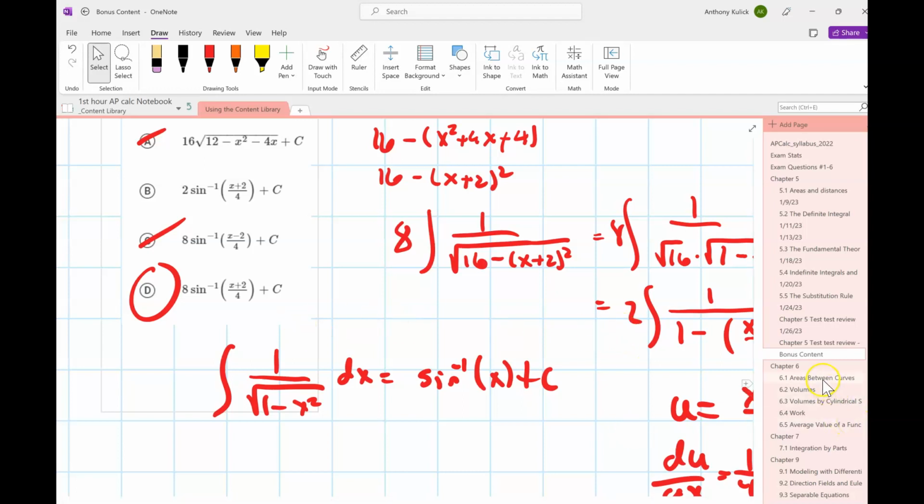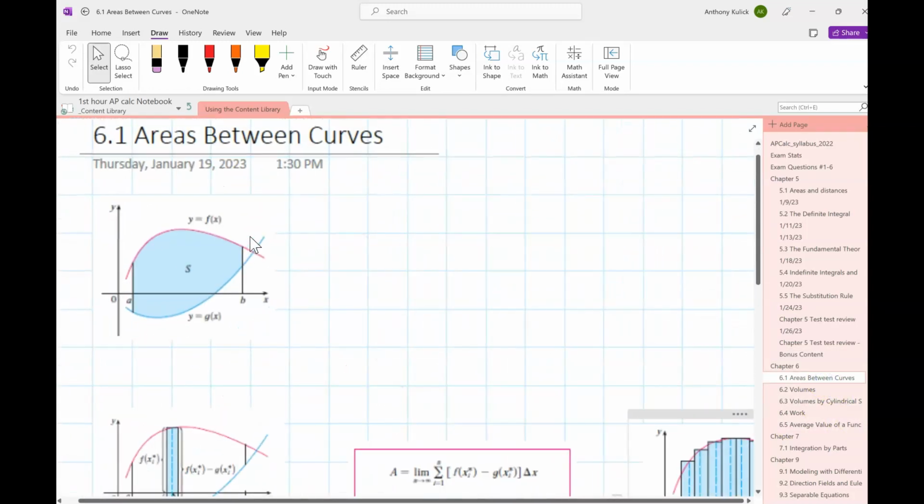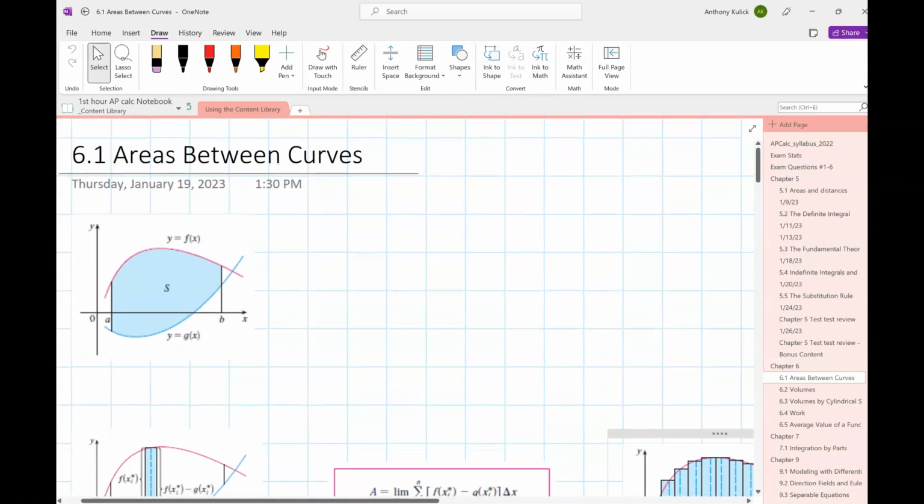But today we're going to start chapter 6. And here we're going to be talking about applications for integrals. So the first thing we're going to be interested in is figuring out how do we find the area between two curves. So let's say I want to find the area S there.